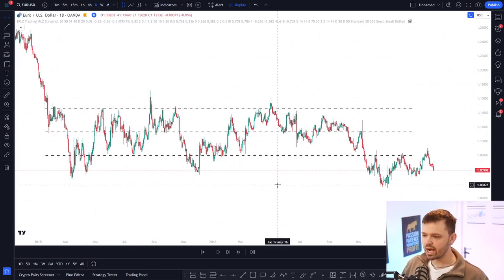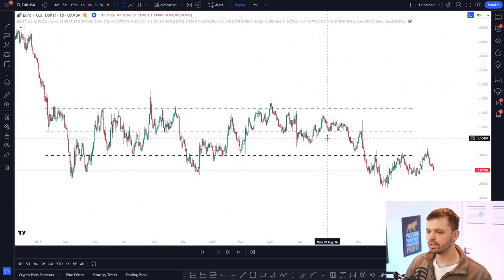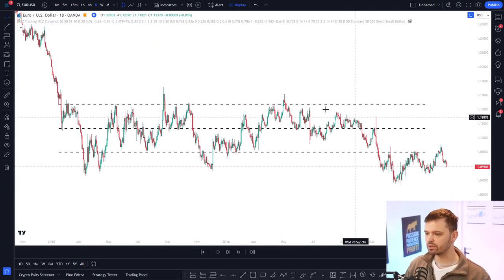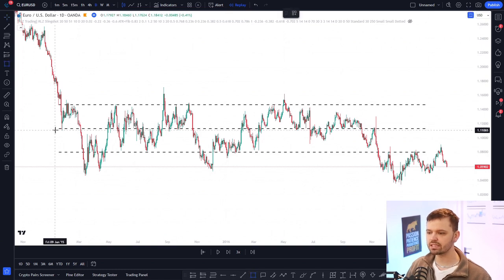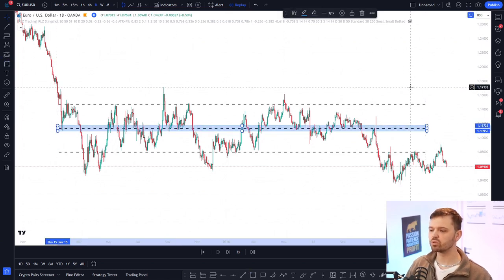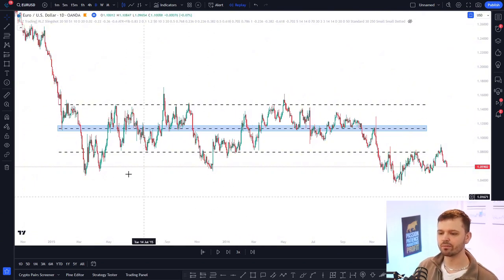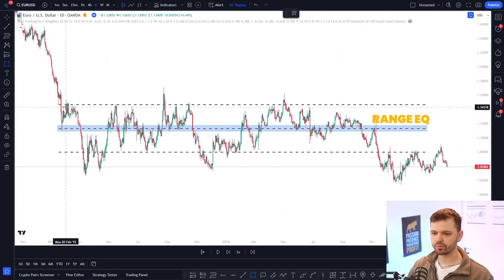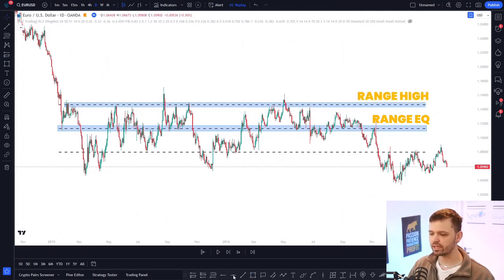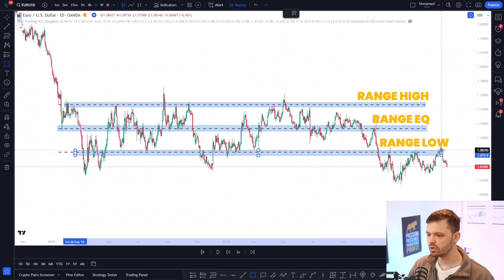We now have range highs and range lows. We know that the point of control of this range is somewhere around this area. So where are the extremes? Where are the deviations from the mean? If we look at this as the middle of the range, the EQ, that's where most of the price has traded. Okay, so we have 3 levels here. We have the range high right here, the range EQ, and then we have the range lows.